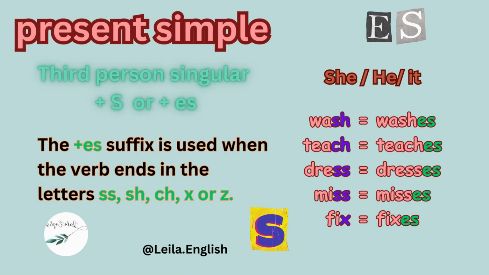Third person singular: she, he, it. When do we add s or es to the end of verbs? S or es. The es suffix is used when the verb ends in the letters ss, sh, ch, x, or z.